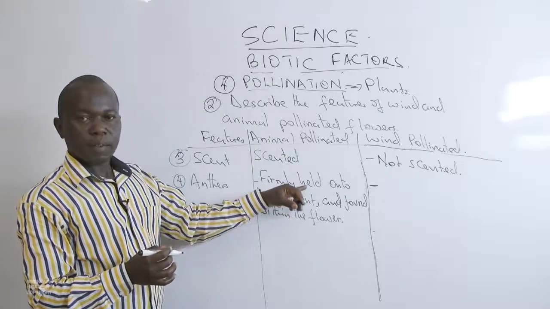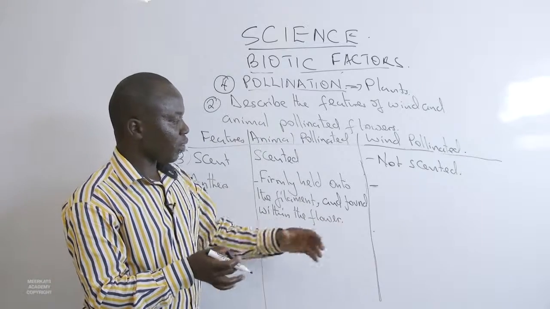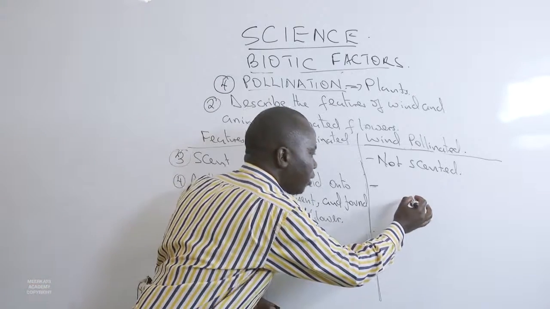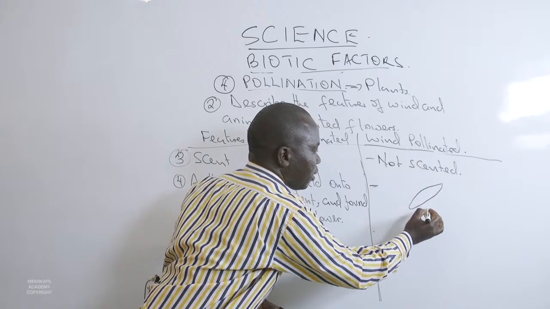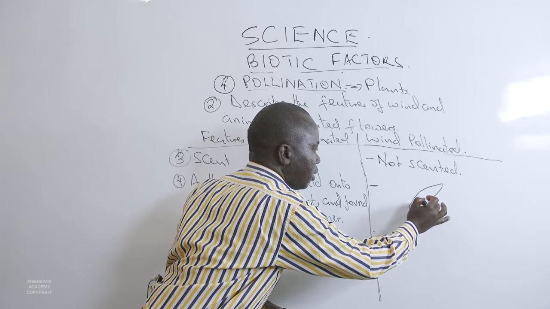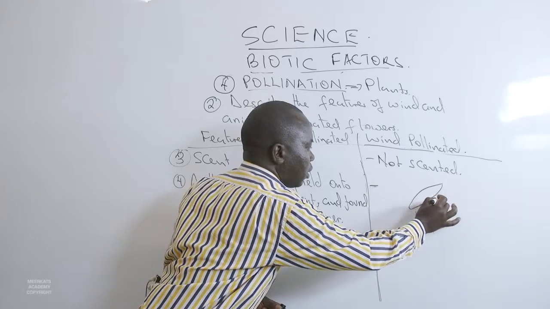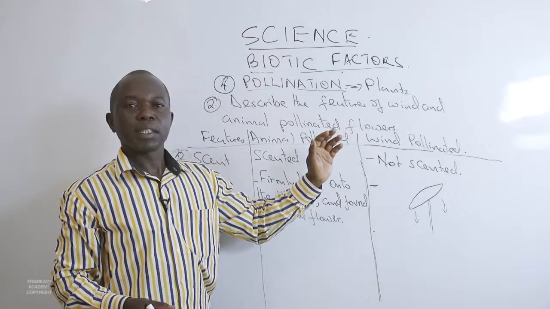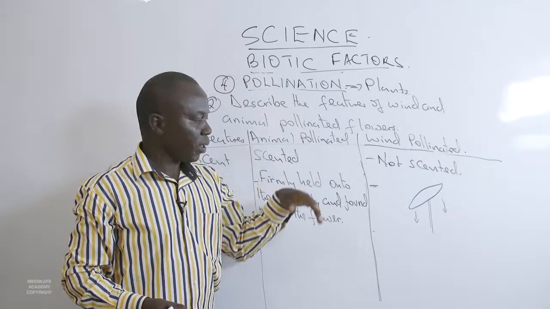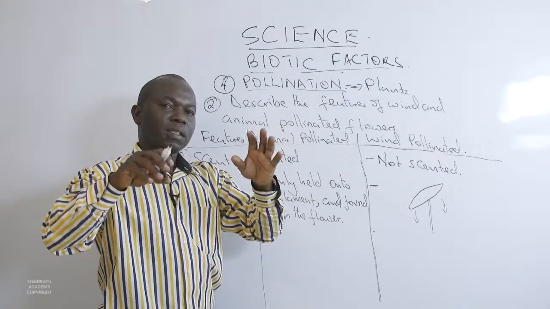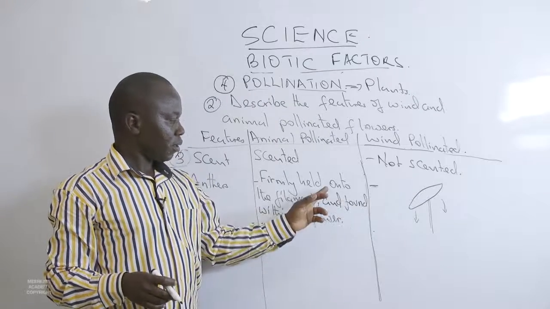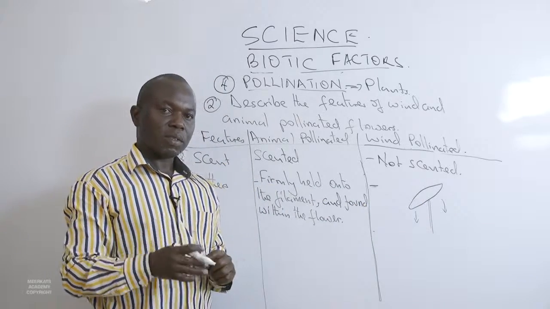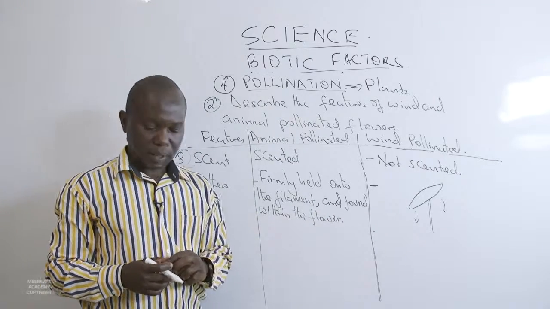But for wind, you'll realize we shall be able to find some models of the same wind pollinated and animal pollinated. If I may just draw something here, if that is the anther, and then that is the filament, the tip of the filament, this anther usually pivots from one side to another, depending on the swaying by wind. So this is important so that it can easily release pollen grains into the air. So in contrast to animal pollinated flowers, in wind-pollinated flowers the anther is loosely held onto the filament so that when shaken, it can easily release the pollen grains.